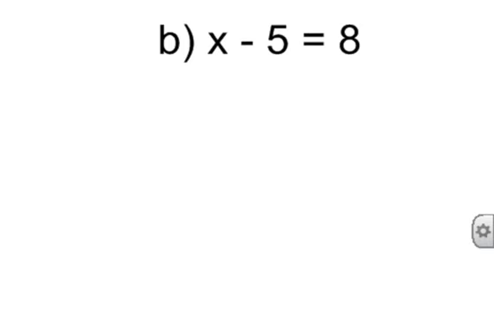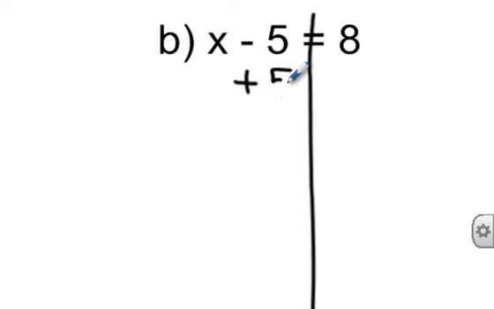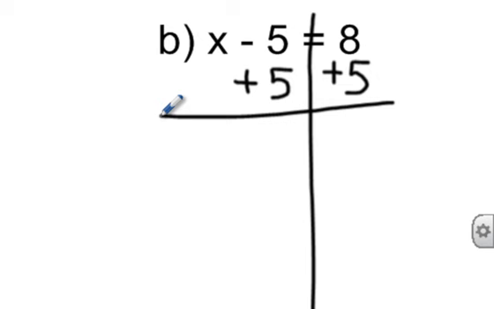Looking at B, we have a subtraction problem then. We're thinking about it the same way. Put my line, I have x minus 5, so the opposite of subtracting 5 would be adding 5. So I'm going to add 5 to both sides. Whatever I do to one side I have to do to the other. Put my line down across, signifying that I am adding down.